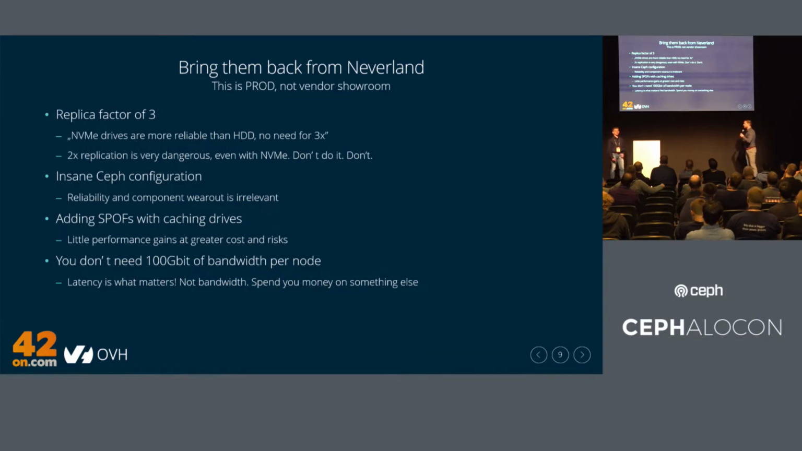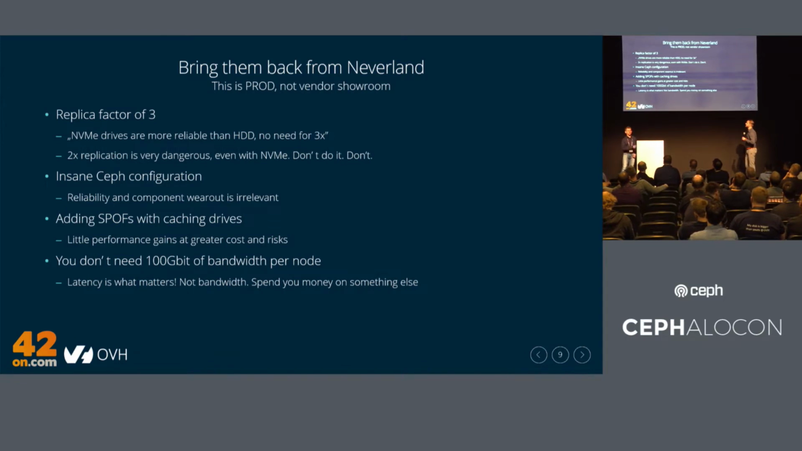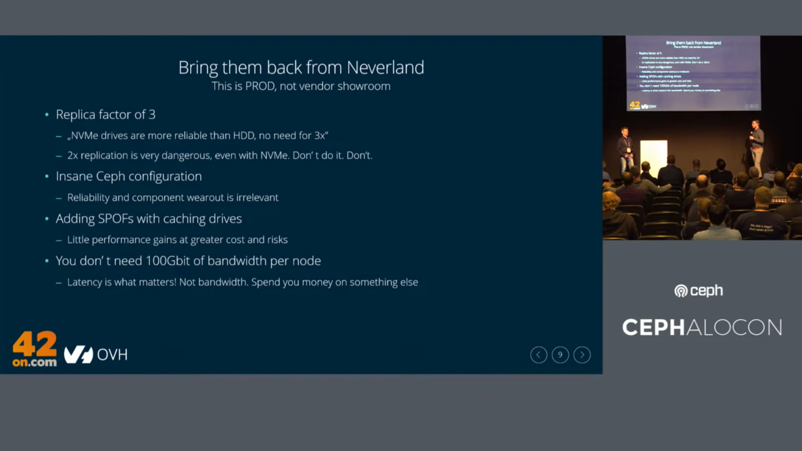Other things that vendors are using for shilling are adding caching drives. They are saying that you should use a caching drive even in front of NVMe drives, or using insane Ceph configuration that's totally unrealistic and incapable of running in production, a configuration that's guaranteed to trash your data at some point. But they are using it.